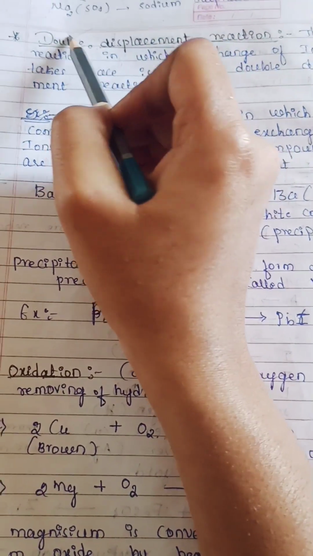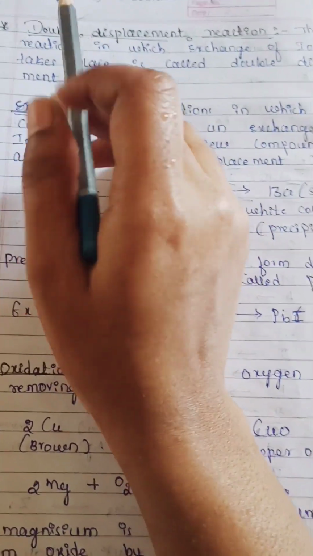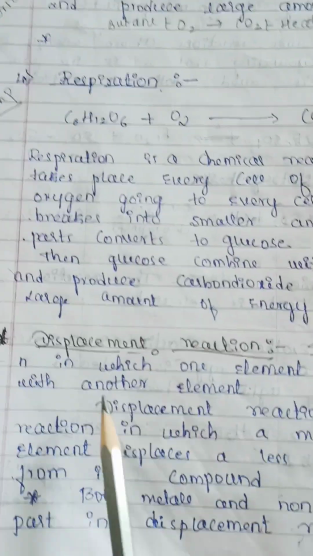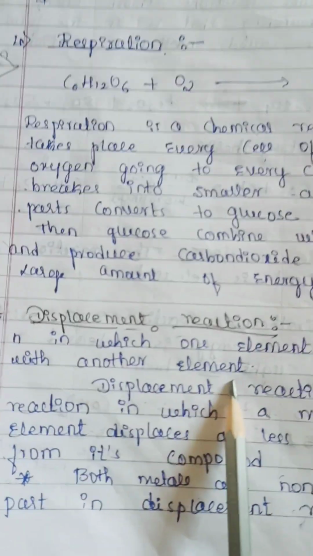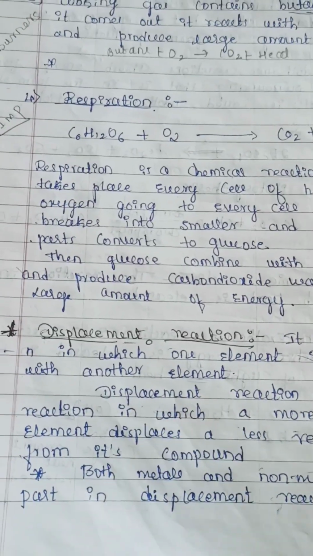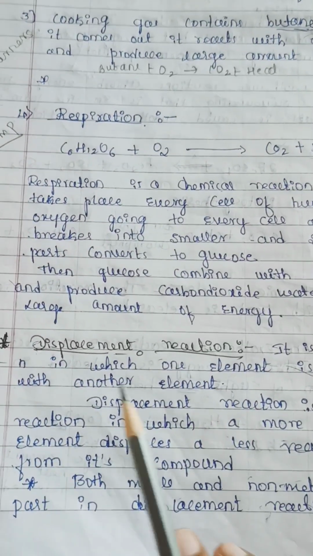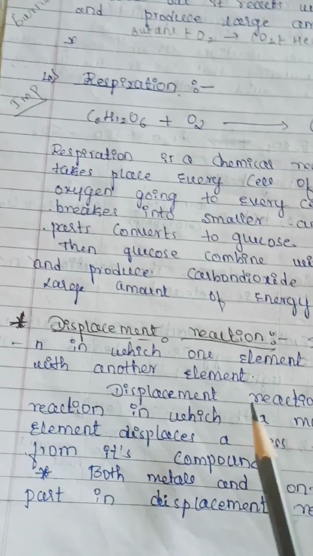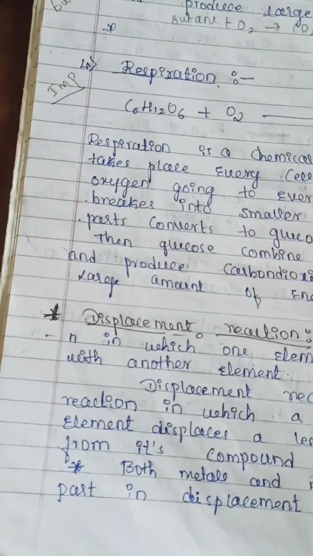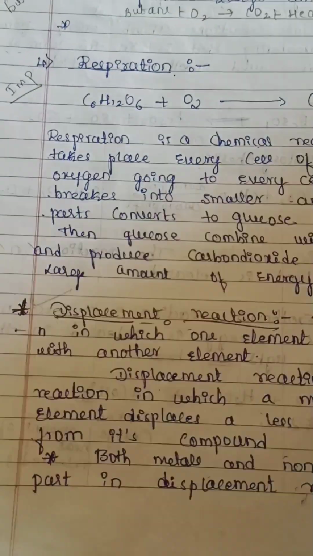So what is a double displacement reaction? Here, in a displacement reaction, one element displaces another element. Whichever is the more reactive element will displace the less reactive element. That is what we call a displacement reaction.